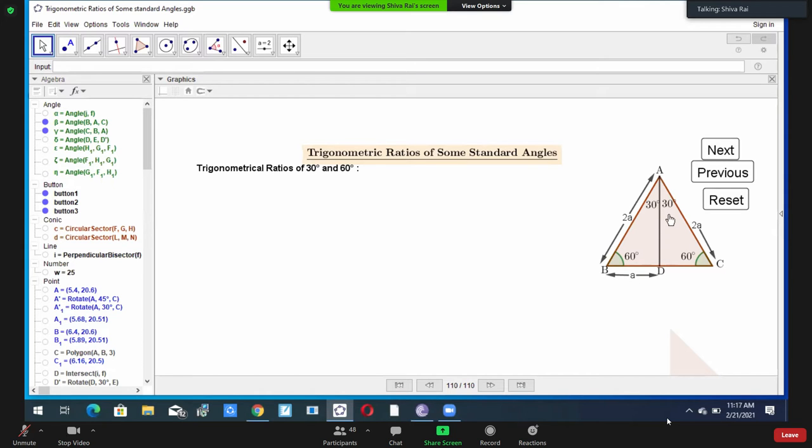D is in the middle of BC, because AD is perpendicular to BC. From the vertex, if we draw perpendicular to the opposite side, it bisects the opposite side. So D becomes the middle point. So you look here, BD equal to CD equal to A. Both of them are equal. BC equal to twice A, so half of twice A is just A. BD equal to CD equal to A.